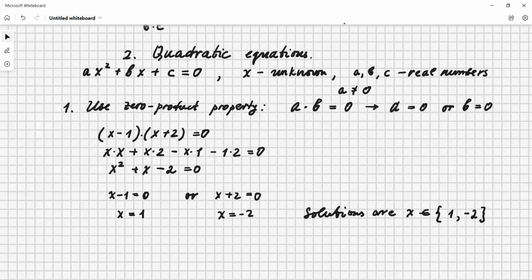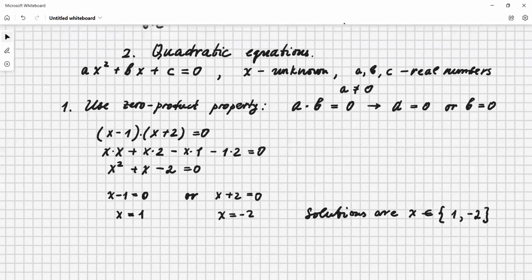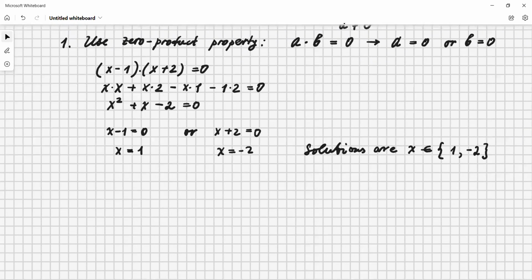Okay. Now the question is, what are we going to do if somebody gives us not the factored form, but this one? Can we think of how to turn it into factored form? Let's do some theory on factoring, because to use the zero product property, we will need to factor the quadratic equation first. So, factoring. First, a little bit of theory.